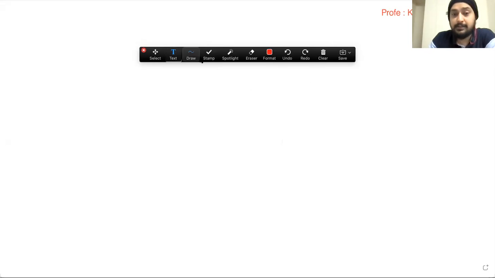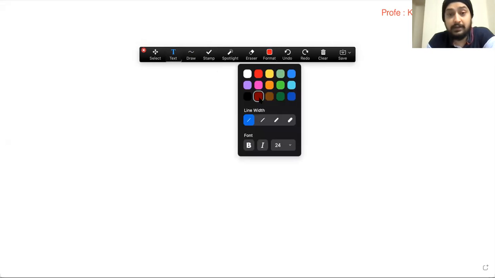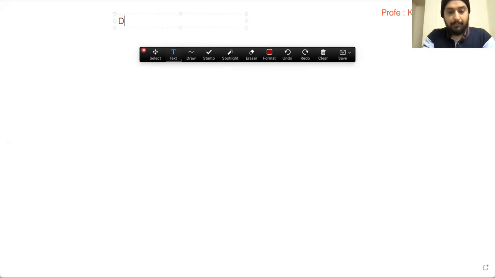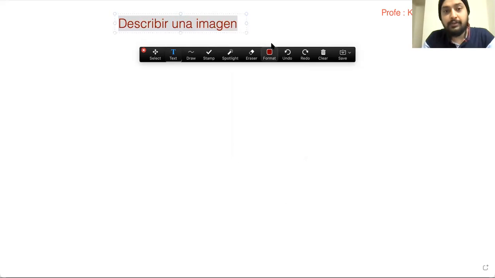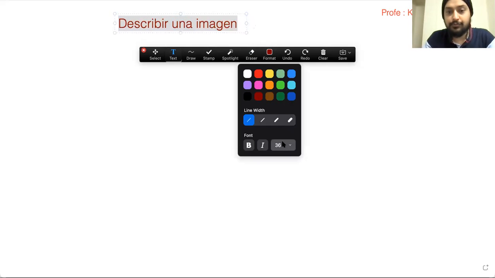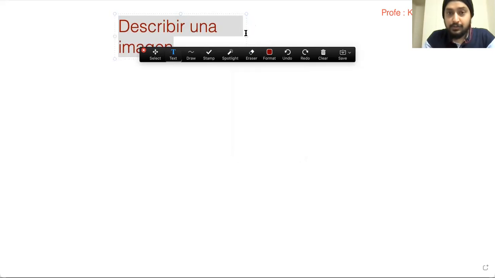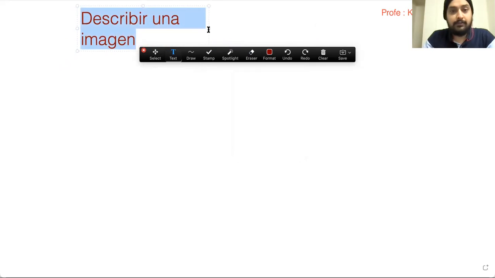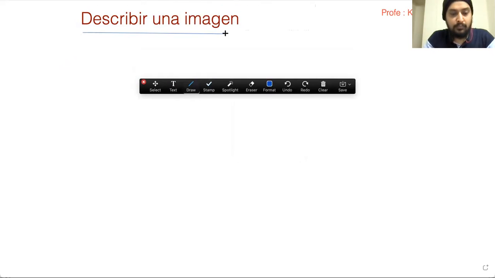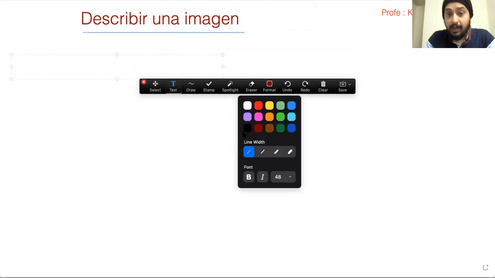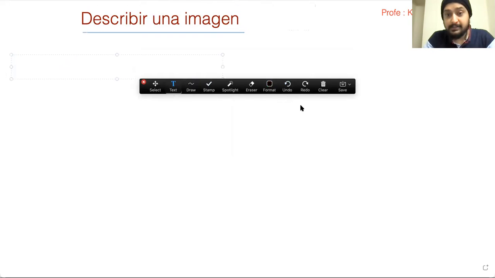about the description of an image for the oral interaction. I'm going to give the title Describir una imagen. This is just an idea from my point of view. Every teacher has different points of view, and students can also describe the image in different ways. This is just an idea. It's not a fixed rule that you are supposed to describe in this way.